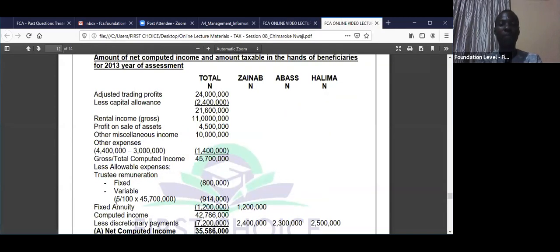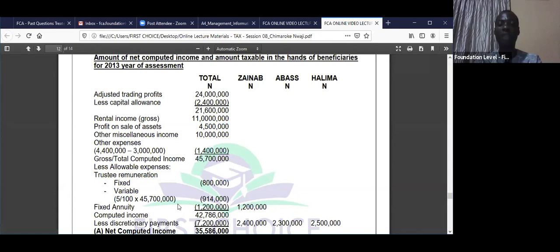So 5 over 100 multiplied by this will give us this. This is different if they said 5% of this computed income. So all you would have done is to say this figure minus this, then minus this fixed annuity. Anything you get, you find 5 over 105. That is what would have given you this figure. But now we have said 5% of this. So it can come in two ways.